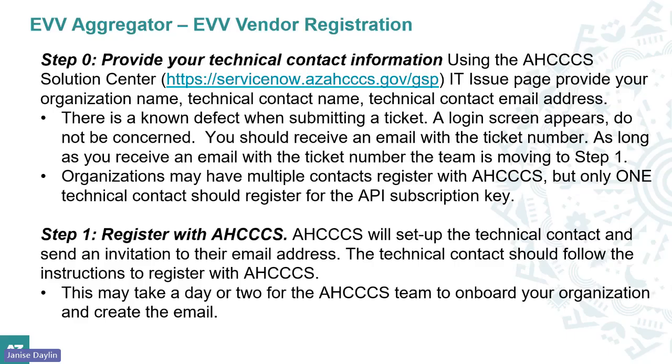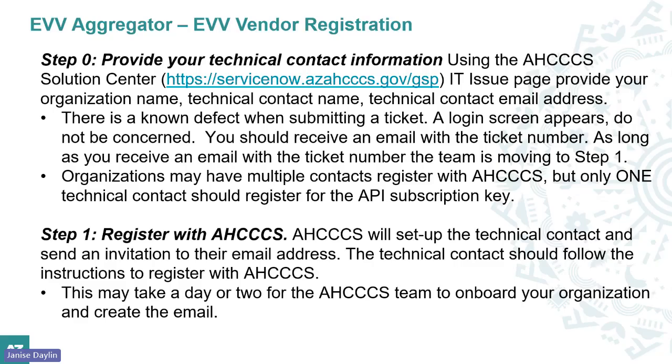And there is a defect today, just so you're aware. When you submit that form, it'll bring you to a login screen, and it's a little confusing. We have something opened with the vendor to resolve that. You shouldn't be getting that login screen, but you should receive an email with your ticket number. And so we'll take a look at that. And if we have any questions, one of our team members will reach out to confirm anything and then move you on to step 1. You can have multiple contacts register with Access, but we're going to ask that only one will register for an API subscription key for your connectivity. But that's the initial step, getting your technical contact information over to Access.